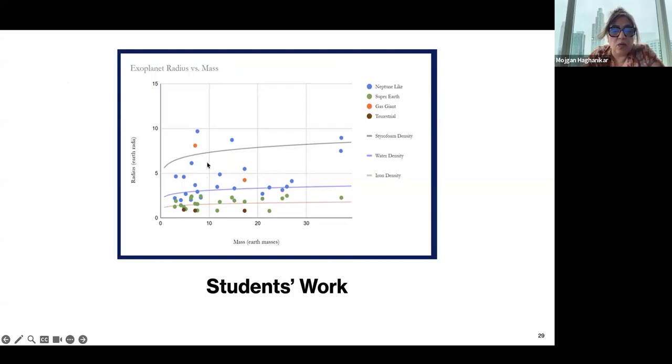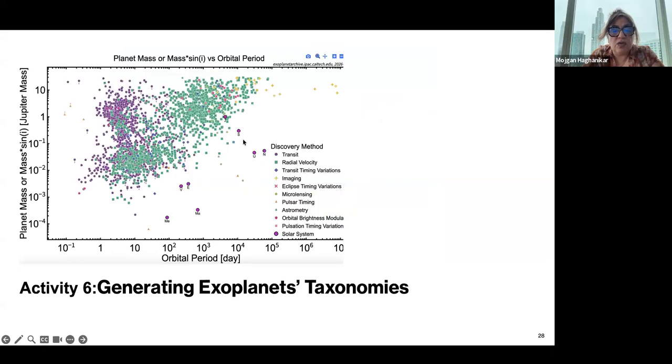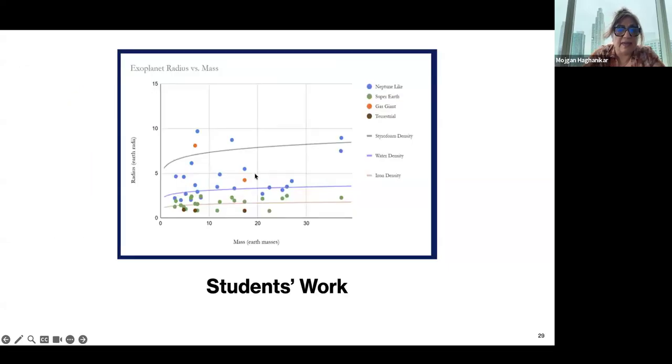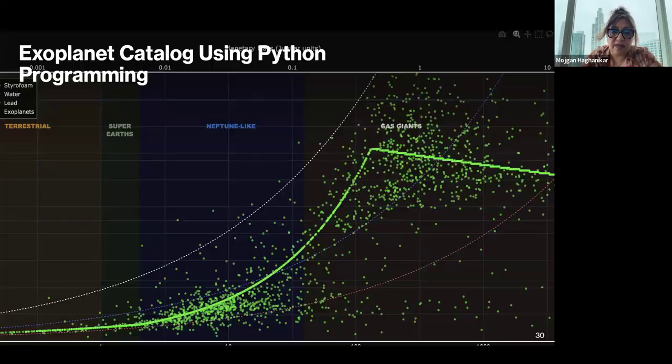So look, they take water, styrofoam, different materials, they draw the curve, and now they have these regions. As you see, the water density is this one, the iron density, the styrofoam. So they have the regions for these exoplanets that lie between. So it makes it so much more visual for students.